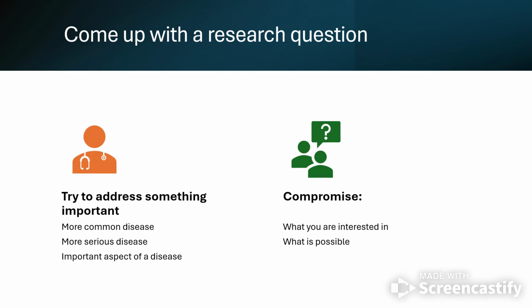Often there's a little bit of a compromise between, on the one hand, what you're interested in addressing and what it's possible for you to address with your existing resources, time, money, data, patients, etc. And this tends to be an iterative process. As you read the literature and start planning, you might refine your research question a little bit.